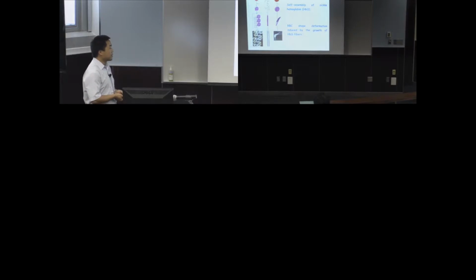The polymerization of the deoxyhemoglobin and the alignment of fibers result in a distortion of the shape of the red blood cell, and also a marked decrease in the deformability of the red blood cell due to the increase of shear stiffness and adhesion of red blood cells. So in this study, we want to simulate the self-assembly of sickle hemoglobin and observe possible shape deformation of red blood cells induced by the growth of sickle hemoglobin fibers.